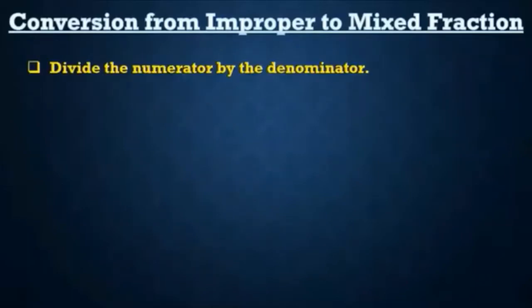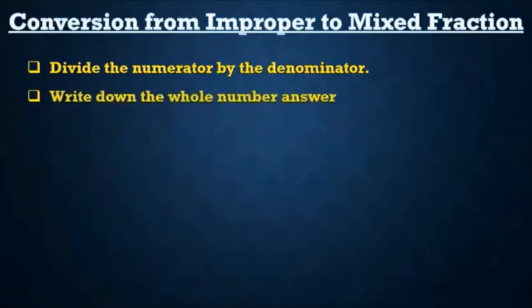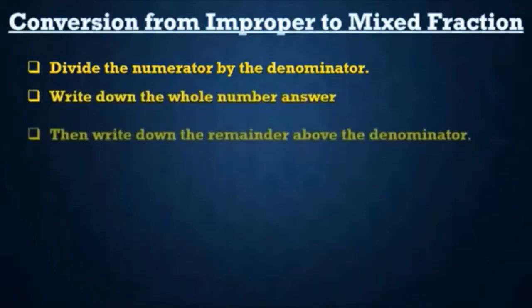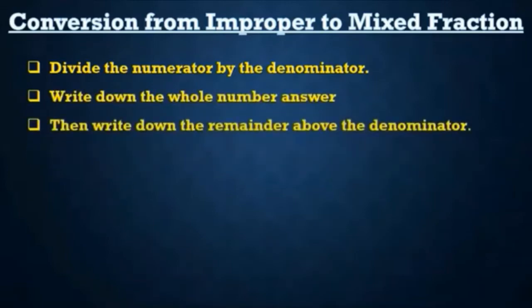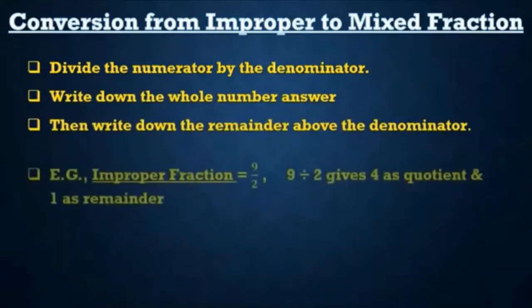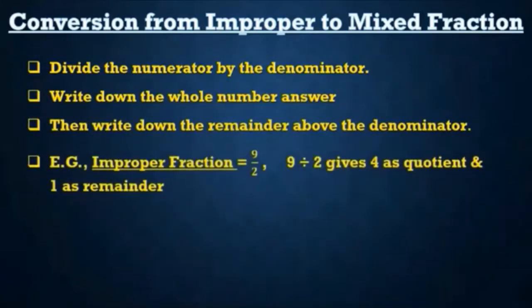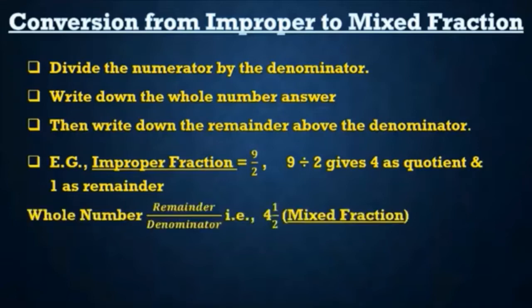Now we will learn conversion from improper to mixed fraction. First, divide the numerator by the denominator. Then we will write down the whole number answer, and then we will write down the remainder above the denominator. For example, our improper fraction will be 9 by 2. So when we divide 9 by 2, we will get 4 as the quotient and 1 as the remainder. So it will be 4 1 by 2. That means 9 by 2 is equal to 4 1 by 2.